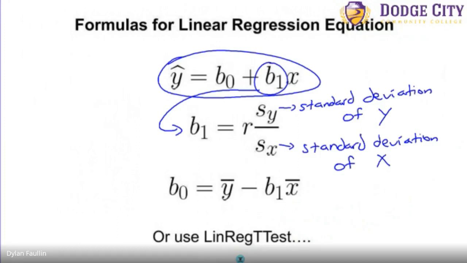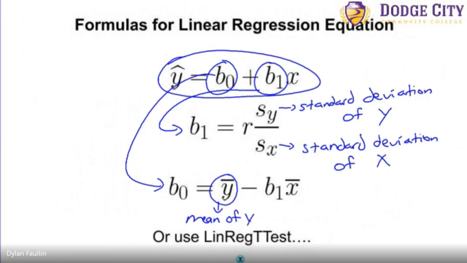And then the y-intercept, b sub 0, can be found by taking y bar. You guys want to take a guess at what that means? What's the bar mean? Like x bar, y bar? Mean. The mean. Very good. So this will be the mean of the y coordinates minus b1 times the mean of the x coordinates. So that's how these values are found.